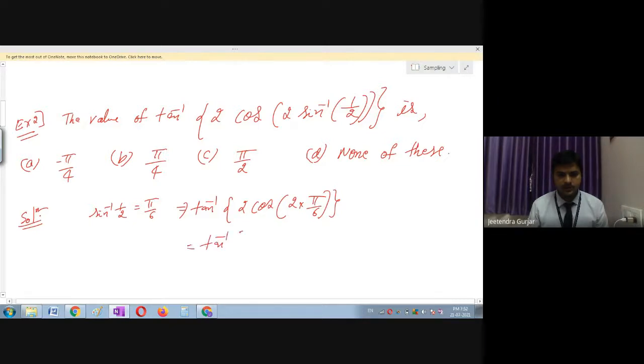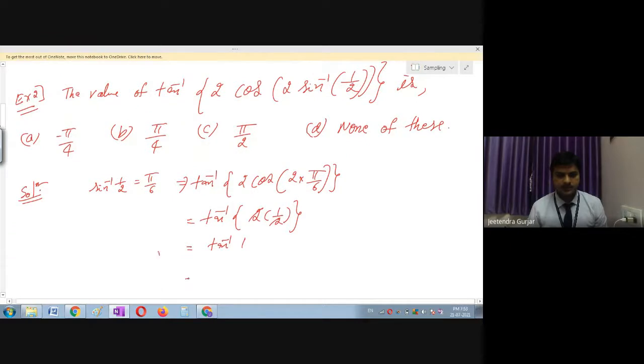This is tan inverse 2 cos. Yes, students, see here you can easily see. 2 into pi by 6 becomes pi by 3. Cos pi by 3 is 1 upon 2. So you can easily write like this: tan inverse 2 into 1 upon 2. Again the 2s will get cancelled, right? Within 1 minute you can easily simplify. This is tan inverse 1, which gives pi by 4. So pi by 4, B is the answer.